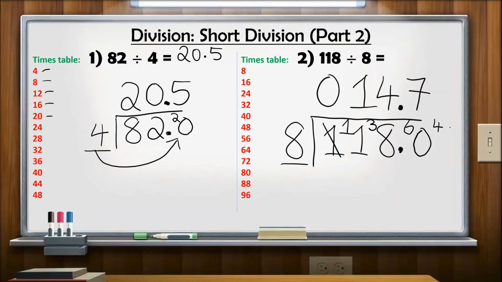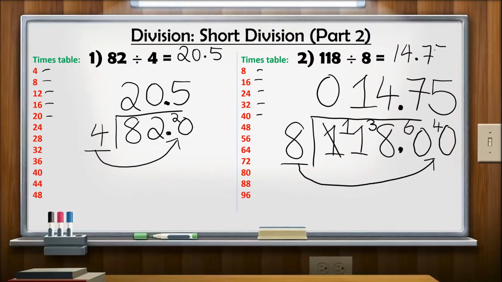So with my remainder of 4, I will accompany it with a placeholder. Finally, I will ask myself, how many 8s are there in 40? And you may have realized before I even did the question that there are 5 8s in 40. So there we have it. 118 divided by 8 is 14.75.